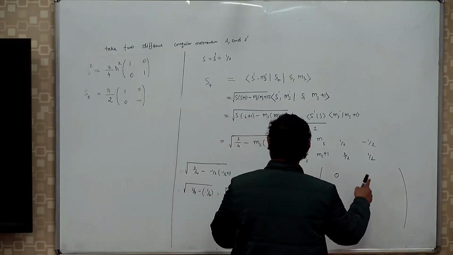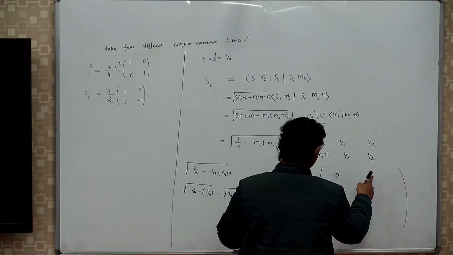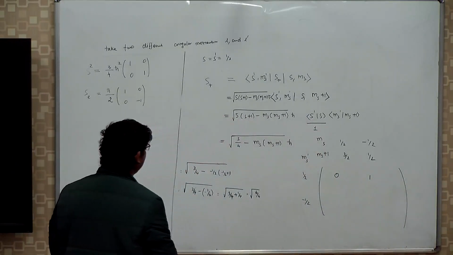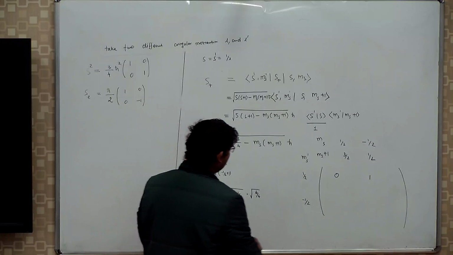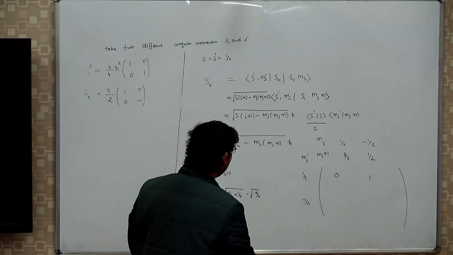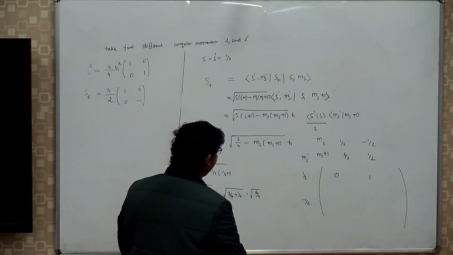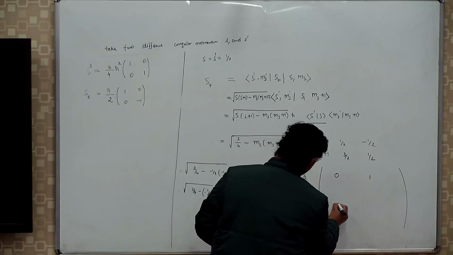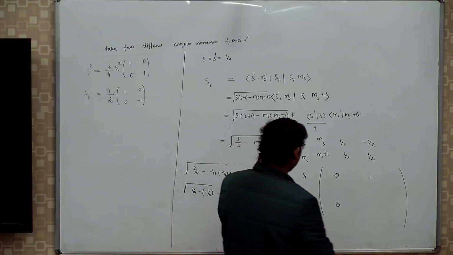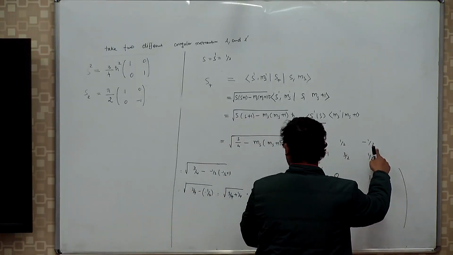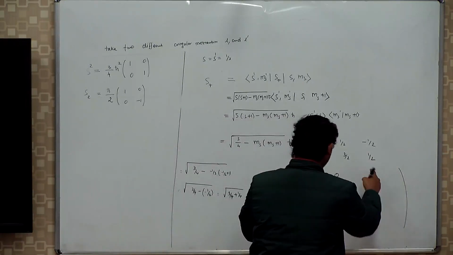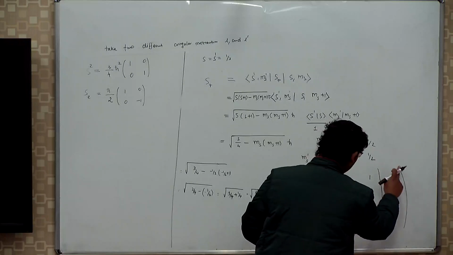So here the inner product between 1 by 2 and 1 by 2 will be 1. Similarly, for writing the inner product between minus 1 by 2 and 3 by 2, we will get 0. And when we come to here, the inner product between minus 1 by 2 and minus 1 by 2, minus 1 by 2 and 1 by 2, then this will also be 0.